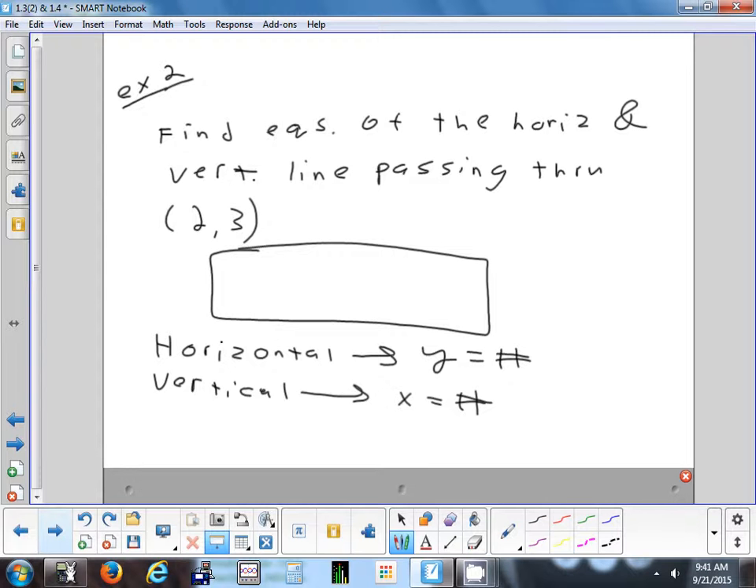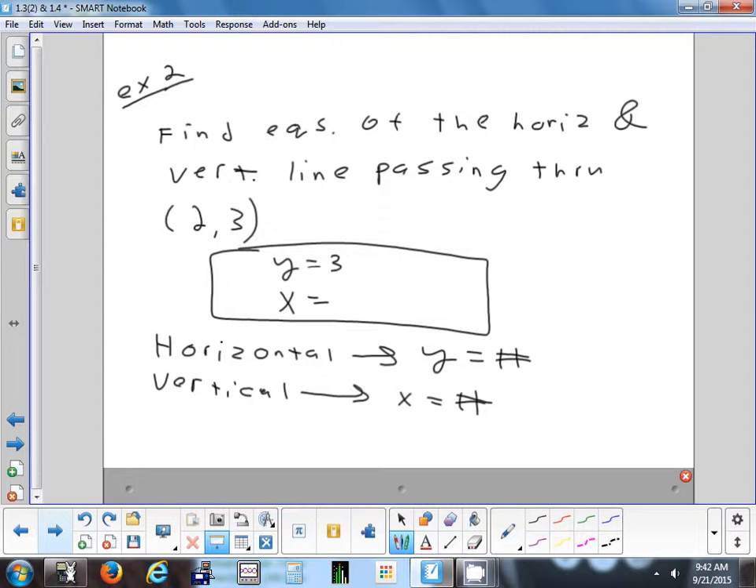Right, so I want to find the equation of a horizontal line that would go right through the point 2, 3. Right, so Kyle, horizontal line starts out with which letter? 3. That's good, that's the number, but which letter, y or x? Oh, y. Sorry. And you already said it, y equals 3. Yep. If you draw that horizontal line, it would go right through that point.